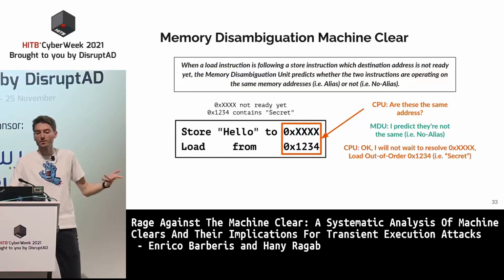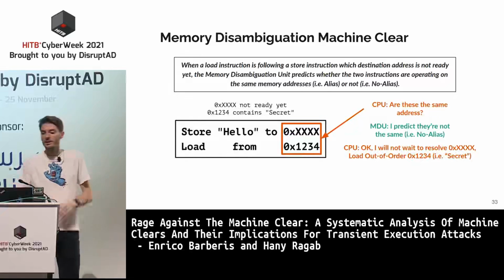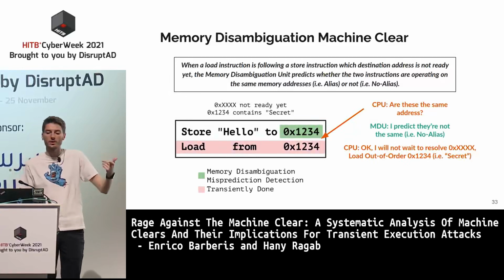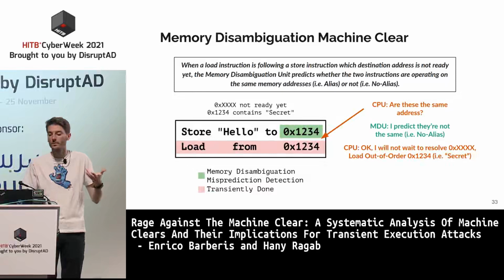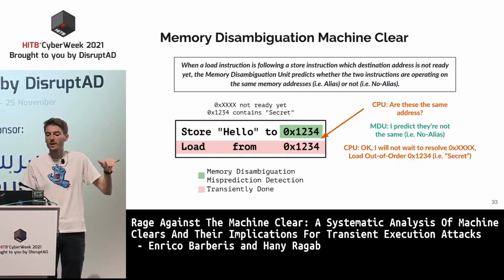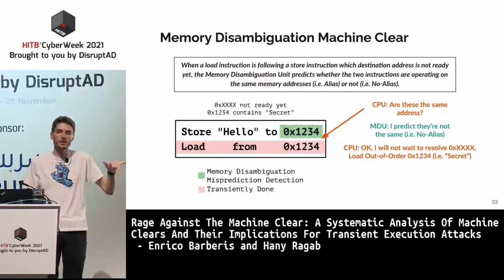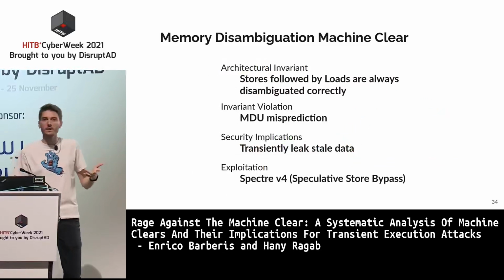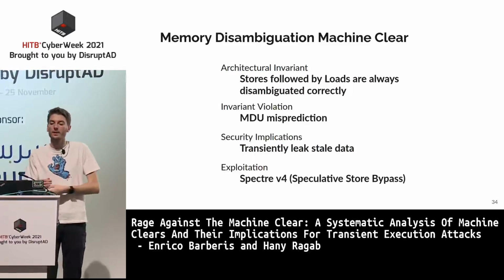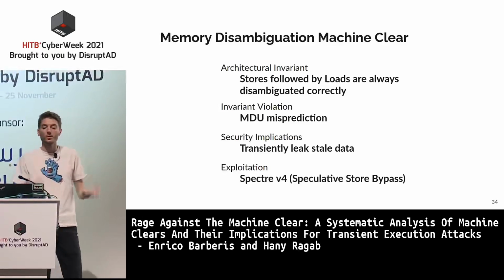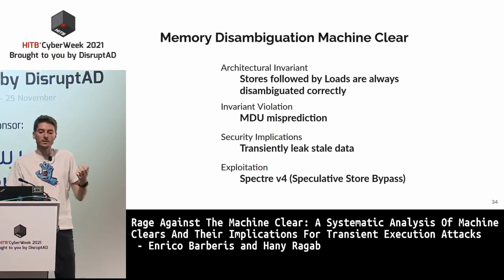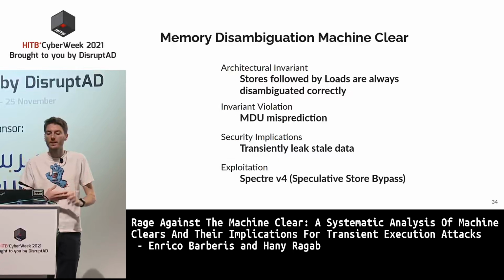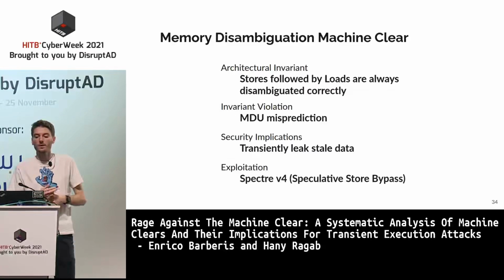Well, obviously, a predictor can be wrong. And if actually the address of the store and the load is the same, well, you need to execute the store first and then load the newly stored value, in this case, hello. So the load highlighted in red will be executed first with stale data, and later will be re-executed with the correct data. So here the invariant is that the processor really trusts this predictor, and basically the predictor will never make a mistake. And to violate this, again, you need a misprediction, so bringing the processor or the predictor into a state where it is going to make a mistake. And the security implication is that it will transiently leak stale data.